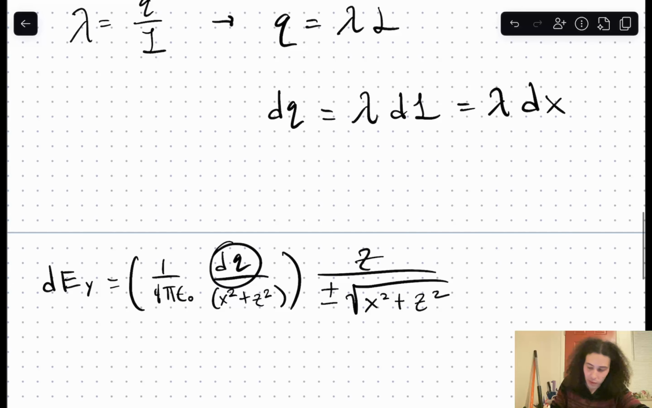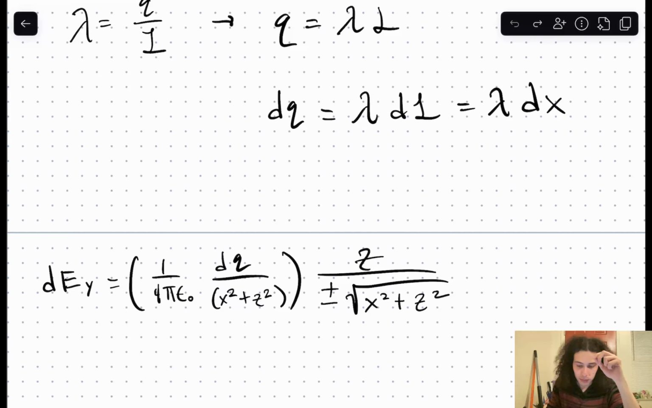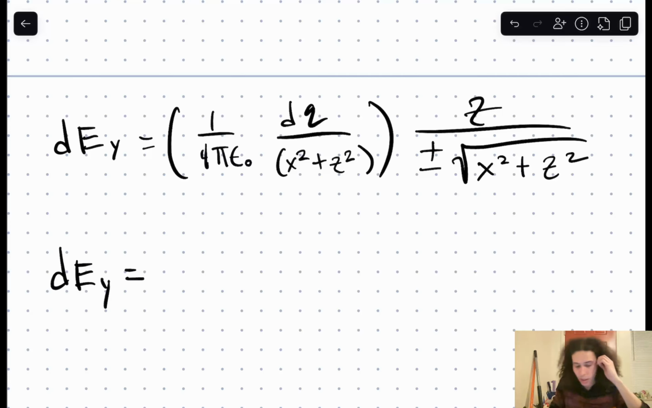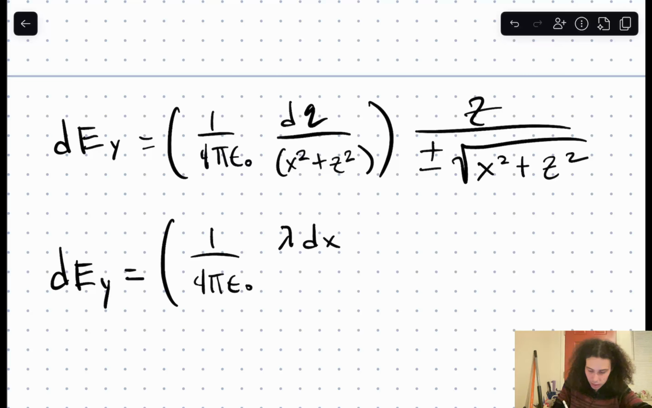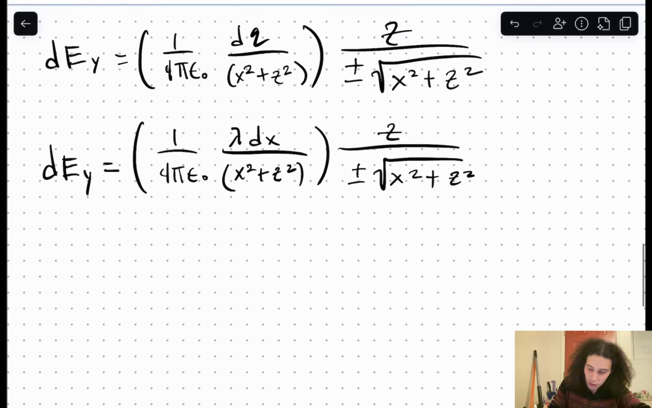And now we know the definition of this. And we want to choose the one with the differential element x because we are going to integrate with respect to these x values here. Now, dE y equals 1 over 4 pi epsilon naught lambda dx over x squared plus c squared times c plus minus x squared plus c squared. Put a little star right here.